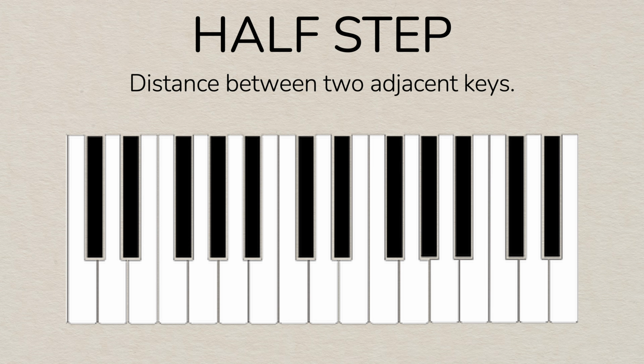For example, if we start on this key and move 1 half step up, we go here, and from here a half step higher we go here, and so on. We can also move down a half step. If we start from here and move a half step down, we get here. From here on, a half step down is this note, and so on.